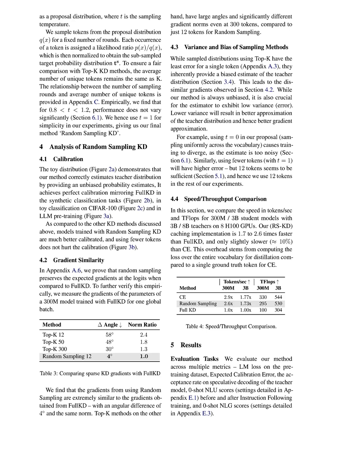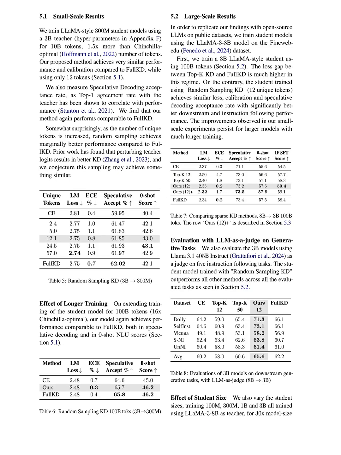To validate our proposed random sampling KD method, we conducted experiments using multiple datasets and metrics. We trained Llama-style student models, specifically a 300M parameter model using a 3B parameter teacher, across various token counts, including 68B tokens, to ensure robust evaluation. The effectiveness of our method was assessed through metrics such as language modeling loss, expected calibration error (ECE), and speculative decoding acceptance rates, which correlate with model performance.